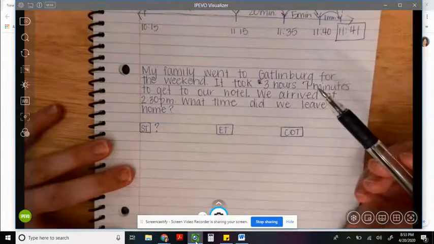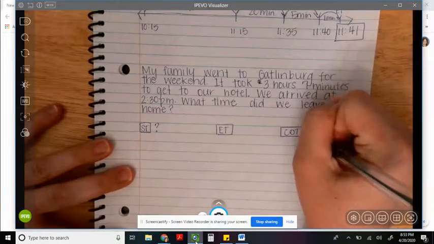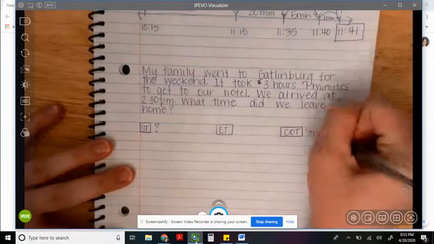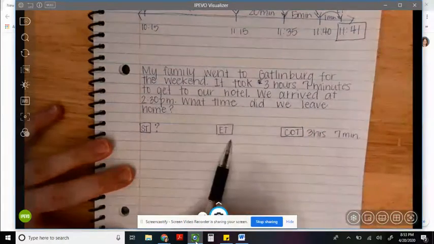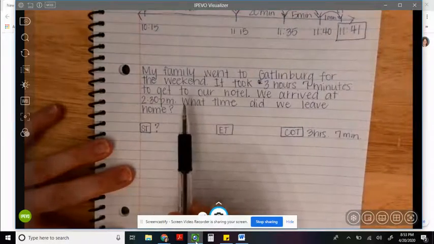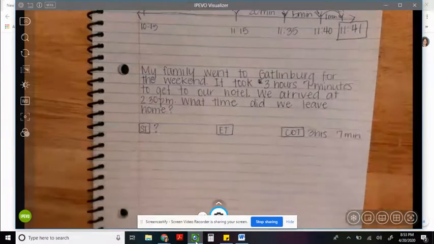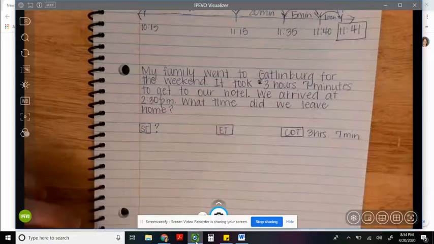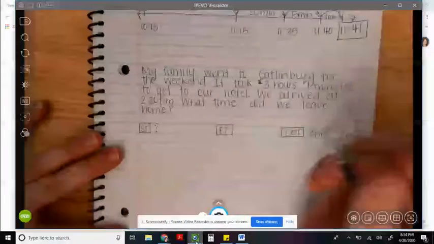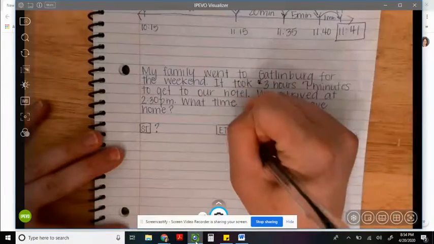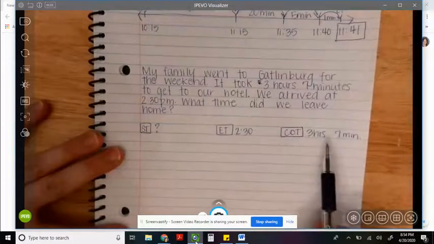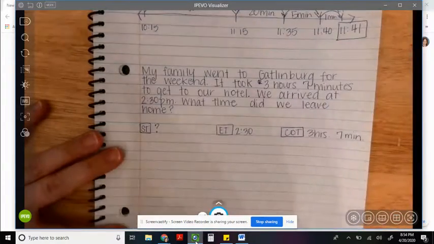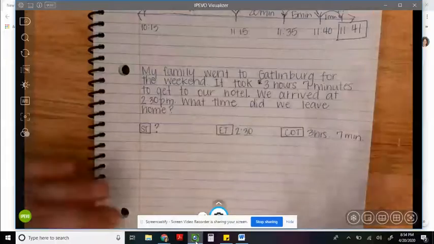Whenever I have an amount of time, I know that's going to be my change of time. 3 hours, 7 minutes. Ending time. Well, what time did we arrive? Our travel time ended at 2:30 p.m. when we got to our hotel. So I know I got there at 2:30, and I know I drove for 3 hours and 7 minutes. I need to figure out what time we left home.